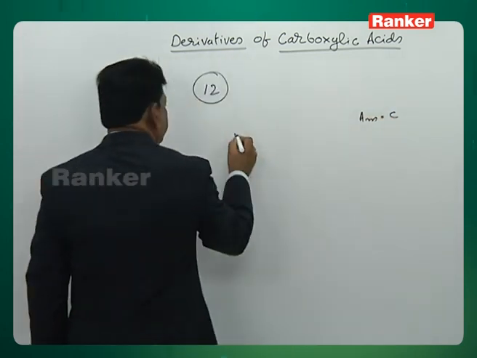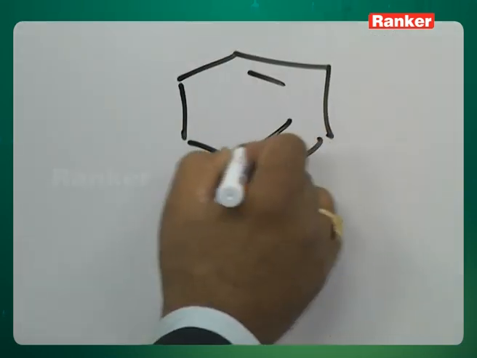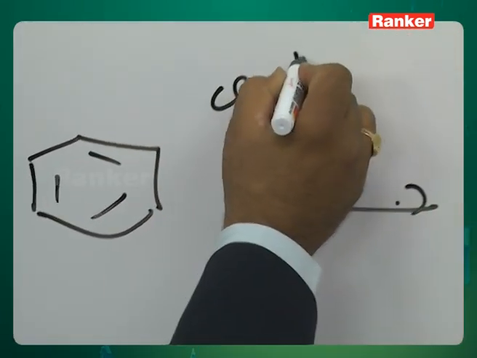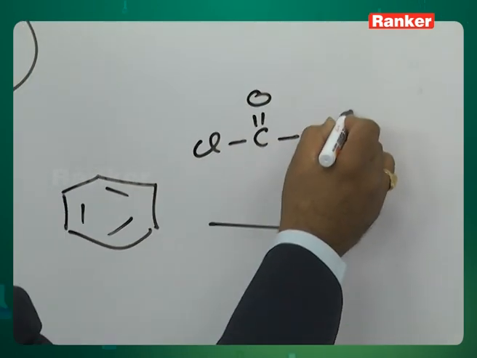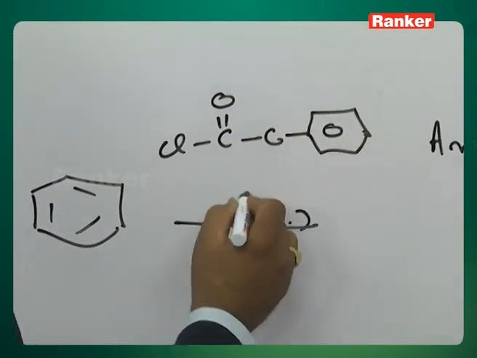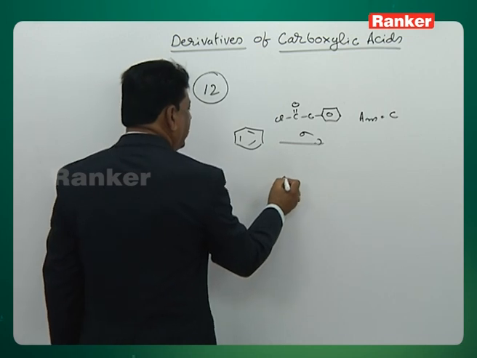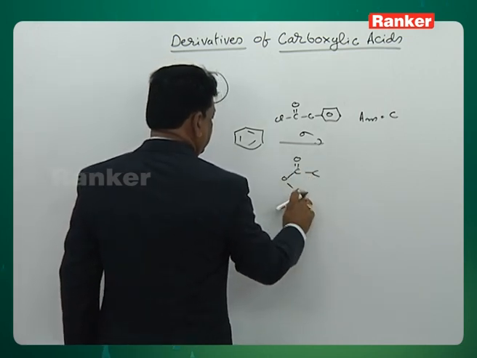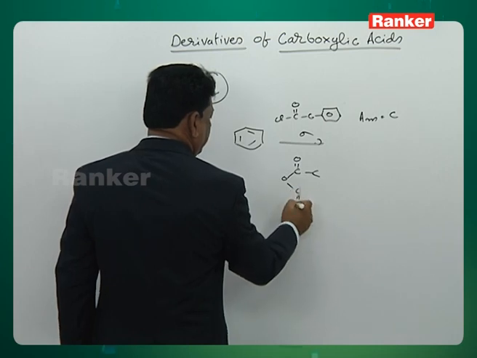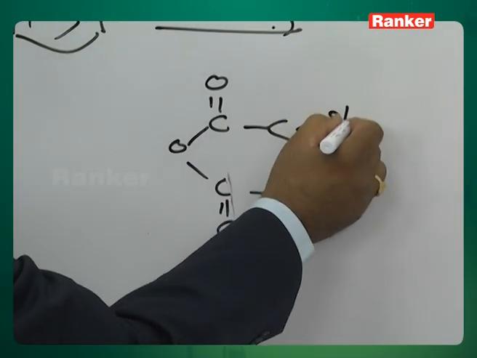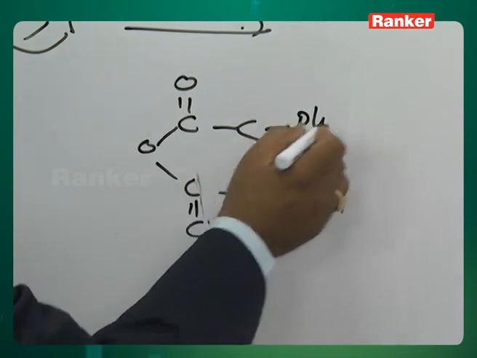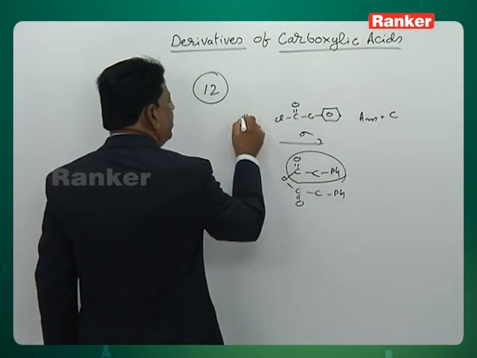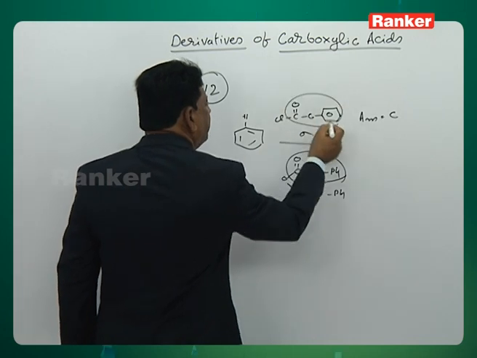So, here what is happening? Benzene is treated with the acid chloride, or you can also take the anhydride form. Either one you can take. In this case also this group will be inserted in the place of hydrogen. In this case also this will be inserted.